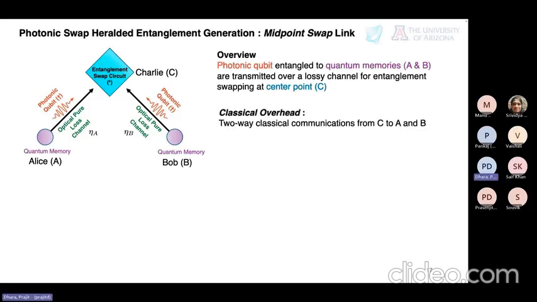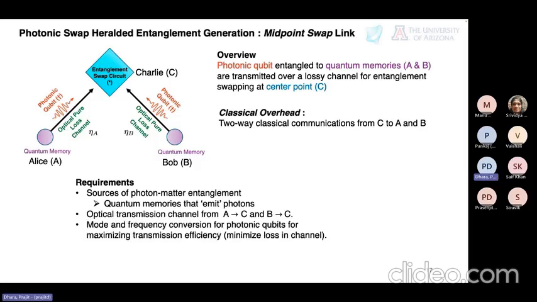The classical overhead is that you need two-way classical communication between Charlie and Alice and Bob. Alice and Bob need to let Charlie know that entangled photons are coming so that Charlie can start swapping, and Charlie needs to let Alice and Bob know whether a swap has succeeded or not. The requirements for this are usually some source of photon-matter entanglement, or easily measurable quantum memories that can emit photons, and some optical transmission channel. For practical considerations, any mode and frequency conversion to maximize transmission efficiency or minimize loss in the channel. And finally, the entanglement swapping circuit for Charlie at the midpoint, which comprises detectors and beam splitters.